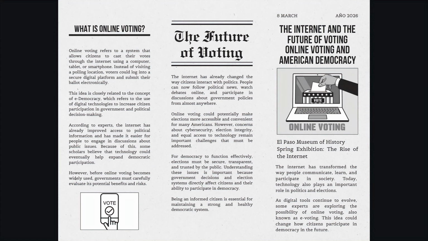What is online voting? First, my brochure explains what online voting is. Online voting is a system that allows citizens to cast their ballots through the Internet. Instead of going to a polling place, voters would log into a secure platform and submit their vote electronically. This idea is connected to e-democracy, which means using digital technology to increase participation in political processes and government decisions. Many experts believe that technology could make it easier for people to participate in democracy, but it also raises new concerns that must be addressed.